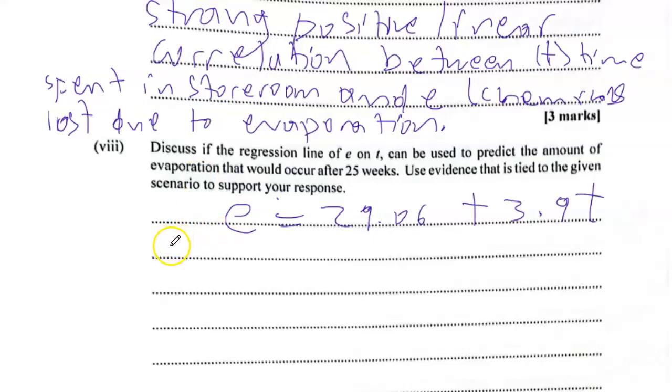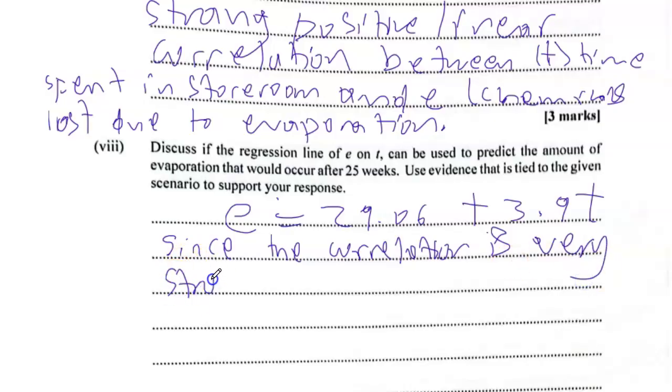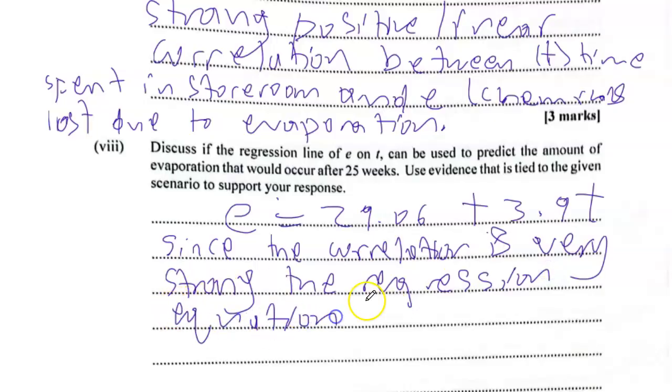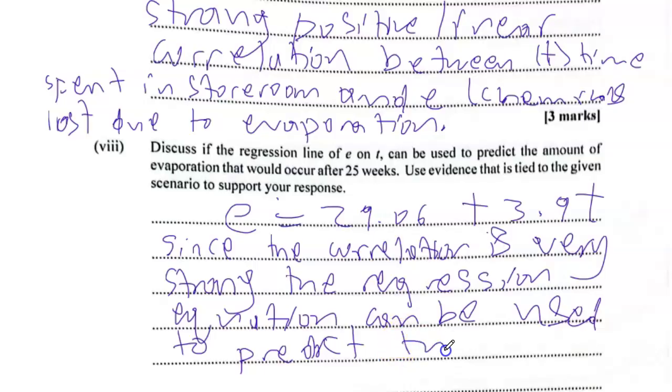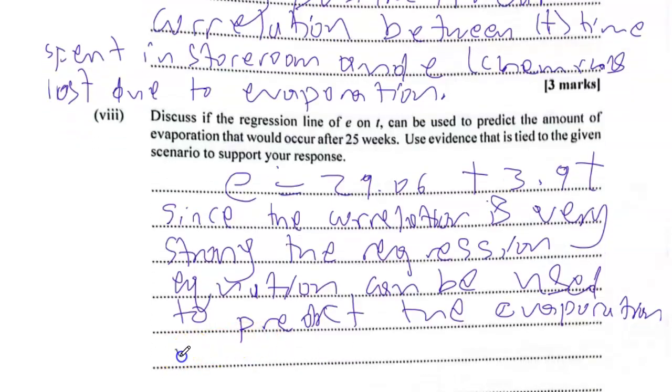So we can say, since the correlation is very strong, the regression equation can be used to predict the evaporation after 25 weeks.